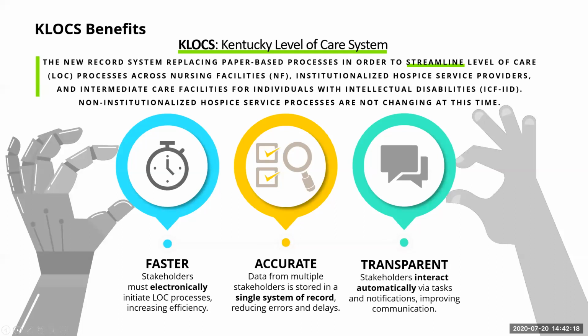So number one, it's faster, it's more efficient as stakeholders must, moving forward on August 3rd, electronically initiate the LOC process within KLOCS. Secondly, it's going to be more accurate as information is going to be stored in a single system of record, which reduces errors and delays. And then finally, transparency. So all interaction between all stakeholders is going to be automatic as all tasks and notifications will happen directly within KLOCS.